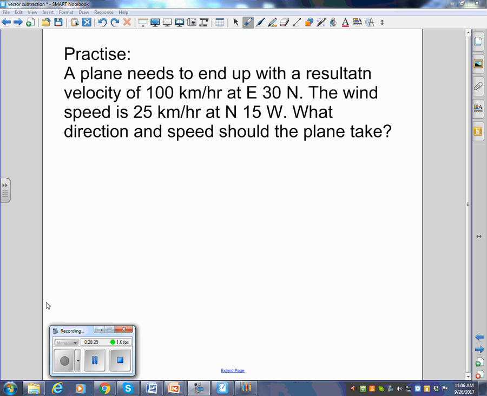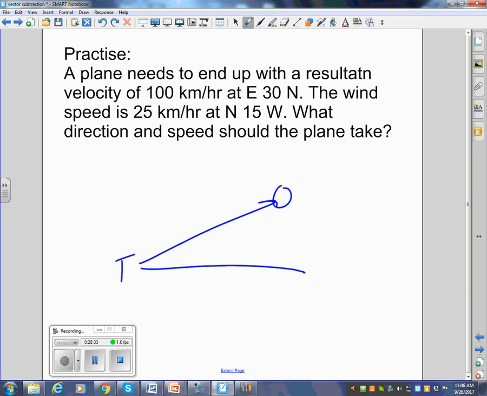There's Toronto, there's Ottawa. You've got to go east 30 degrees north, right? And you've got to go at 100 kilometers an hour because you have to be there in 2 hours. That's 200 kilometers away. That's the resultant velocity that you need. The wind speed is 25 kilometers an hour at north 15 west. What direction and speed should the plane take?